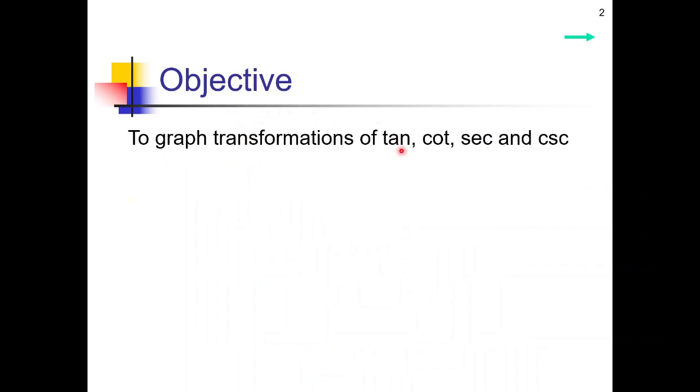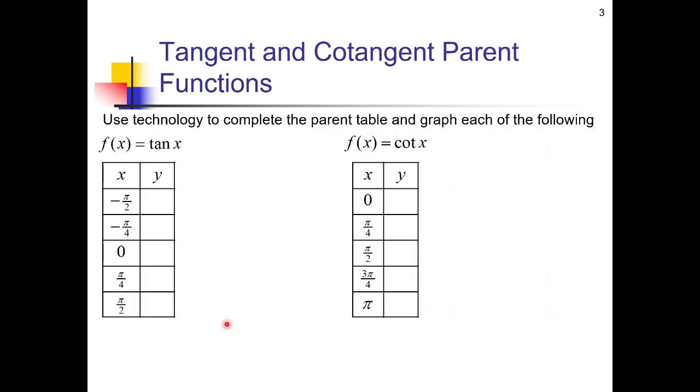And the topic for this one is graphing transformations of tangent, cotangent, secant, and cosecant. So to start things off, we're going to take a look at the parent table and graph of tangent and cotangent. So just to give you a little bit of an immersive effect here, pause the video, go to Desmos, and see if you can use that to fill out this table. And keep in mind some of these values are going to be undefined. And then also use the graph Desmos gives you to sketch one period of each of these functions.